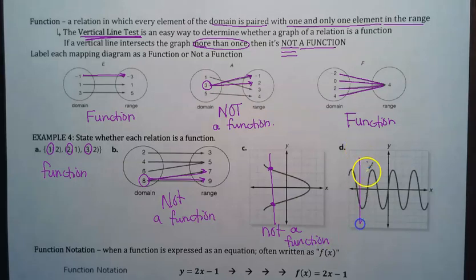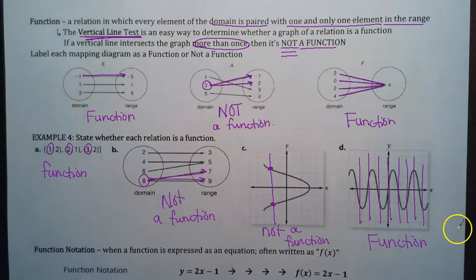D, we can draw a vertical line, or as many as we need, but each time it's only crossing one time. It only crosses the line at one point each time. So this is a function because it passes the vertical line test. All right, you guys are doing fantastic.